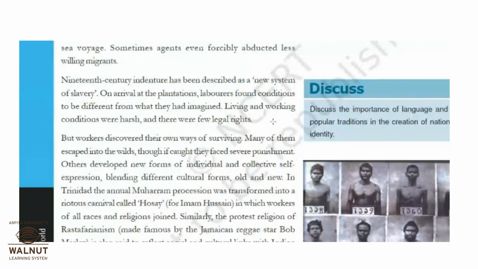The living and working conditions were very harsh and they had very few legal rights. At times in the plantation, they were not allowed to go out of a particular area. Though the plantation farm was quite big, they were restricted to some square feet area, and they were allowed to work and move only in that particular area.